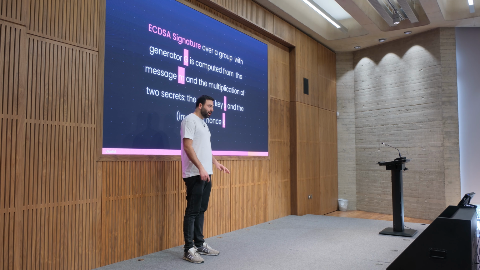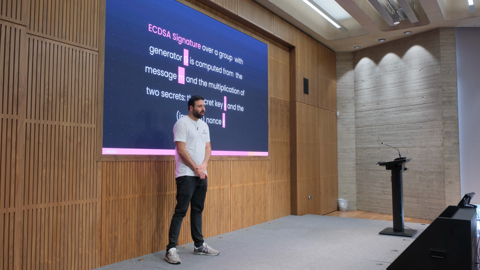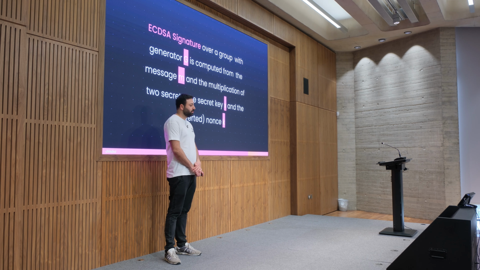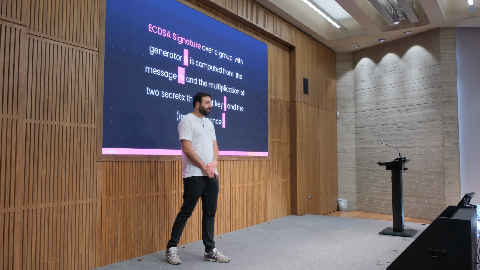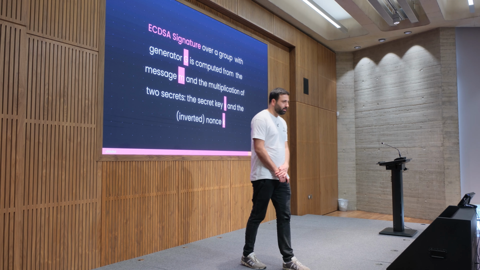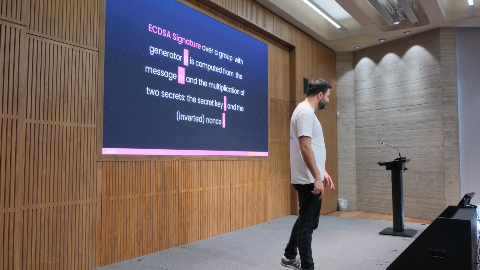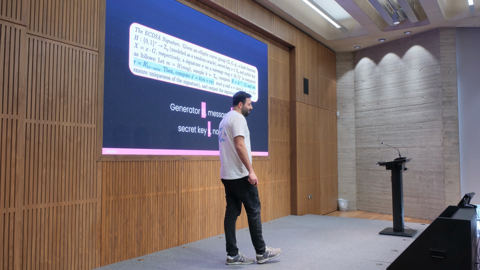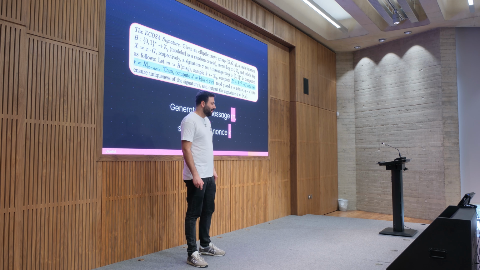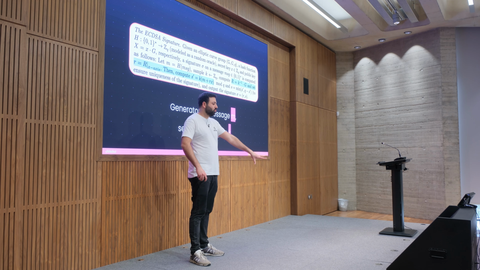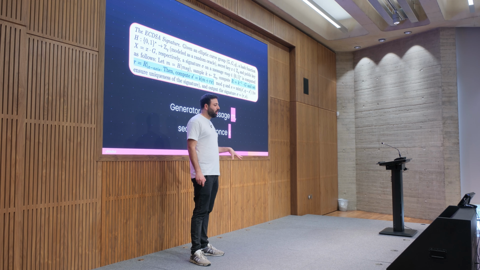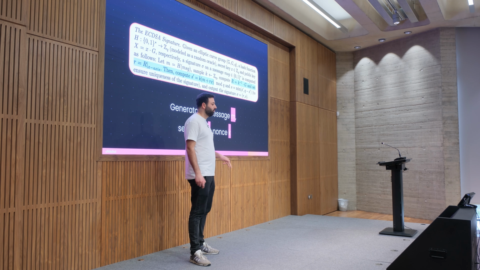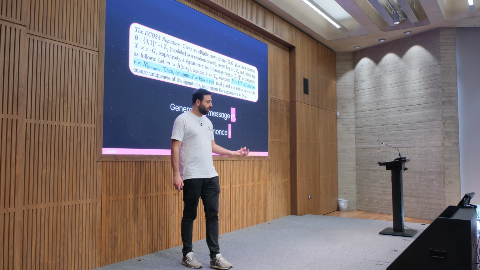And a small recap about an ECDSA signature. It's actually based on kind of two secret things. You have the key, and you have the nonce. And the thing about ECDSA is that you have an inverted nonce, which is a problem with MPC. But the signature, you don't need to remember this formula, is just based on these two public things, which is the generator G and the message M, and these two secret things, which is X and K, the key and the nonce.